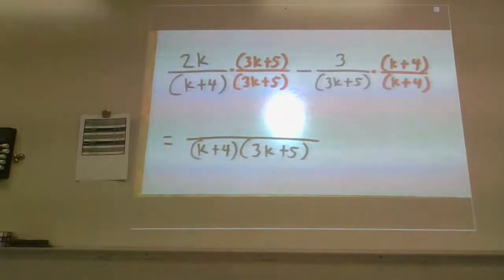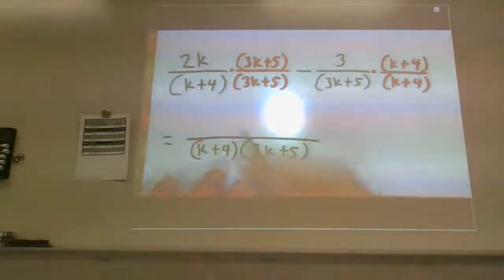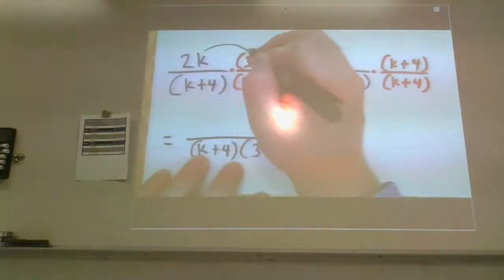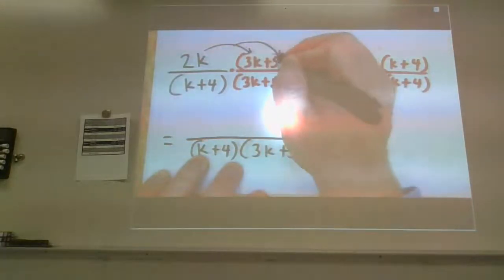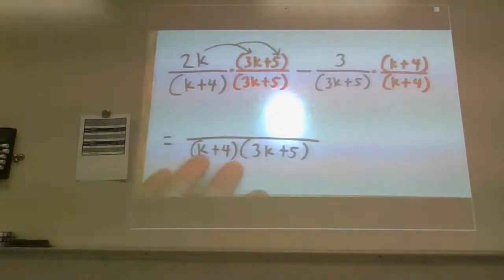My only job now is to clean up the numerator. I need to clean up the numerator. And the way that I am going to clean up the numerator is like this. I'm going to distribute that 2k.